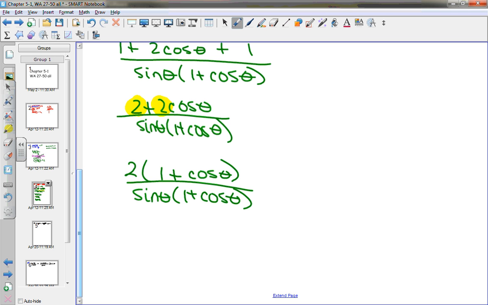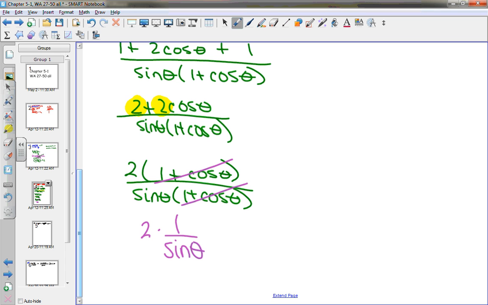Now is everything attached by multiplication? Yes, which means now that can cancel out. I'm left with 2 times 1 over the sine of theta. Why did I write it like that? Over the 1 over sine.